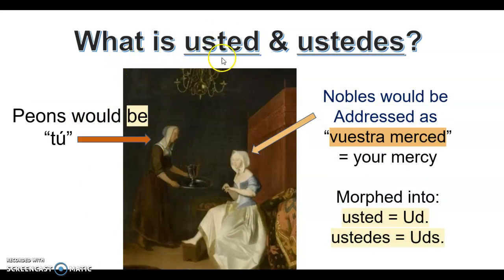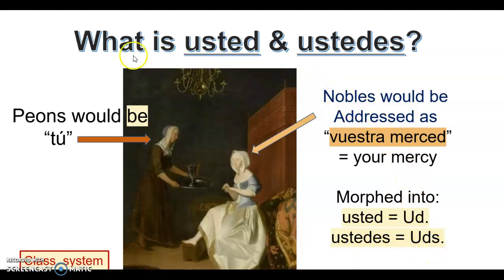So what is this concept of usted and ustedes? Well, you have to think back to a very long time ago when there was a class system and there were peons and nobles and they had to speak up and proper to someone supposedly above them. So if you were a noble, you could address the serving class as tú, and they would address you as your mercy, vuestra merced, which morphed into usted, and vuestras mercedes morphed into ustedes for short.